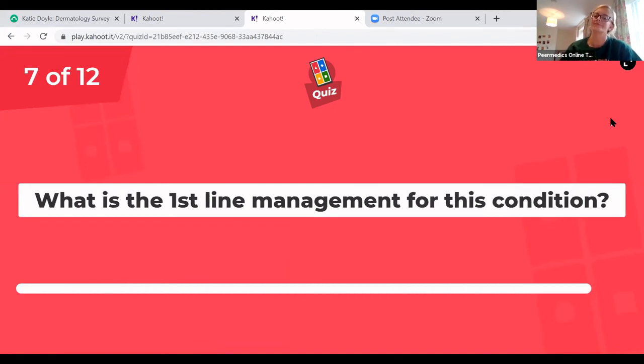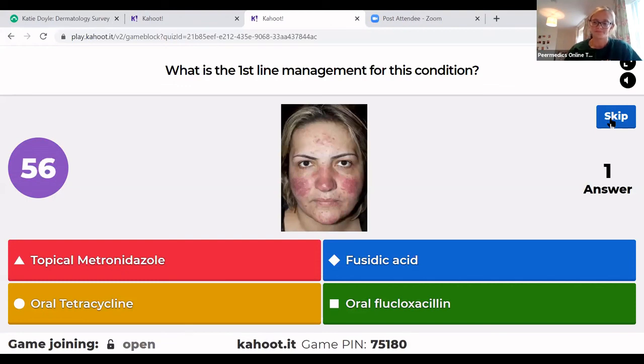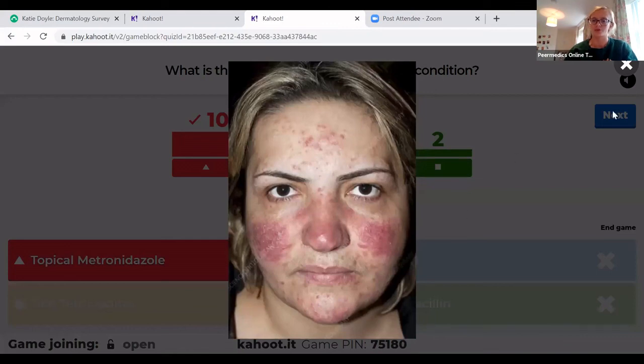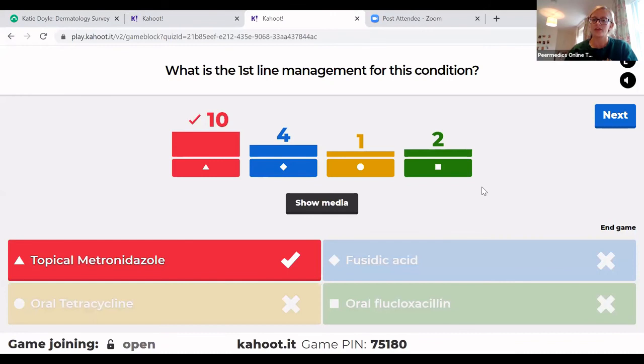Okay, first line management again. That is what's going to be most common. Yeah, nailed it. So topical metronidazole. Again, not something I knew before finals, but that rash was acne rosacea. So topical metronidazole is what you're using. If it was more severe, then you would use an oral antibiotic, which was oxytetracycline for rosacea. Fusidic acid is an antibiotic cream as well, but not used in this one, and it's not a staph infection, so not flucloxacillin.